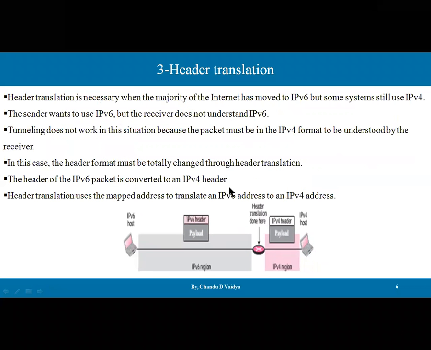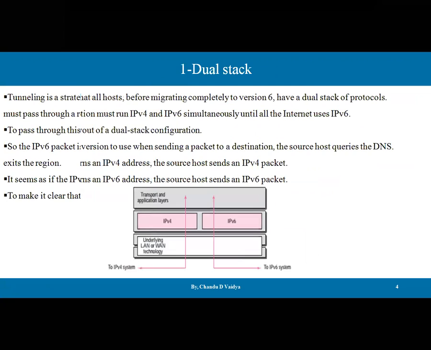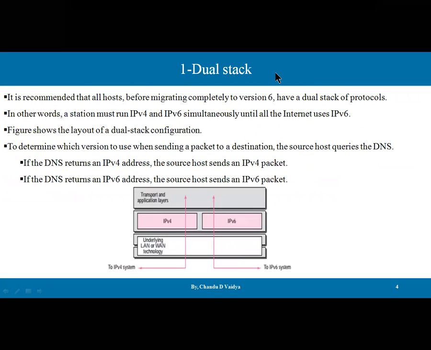In this lecture, we have discussed the three transition methodologies: dual stack, tunneling, and header translation. Quickly: in header translation, the sender has IP version 6 and the receiver has IP version 4. In tunneling, both ends have IP version 6, but the tunnel in the middle is IP version 4. And the first one is dual stack, where we maintain both stacks so that we can understand the particular packet thoroughly.